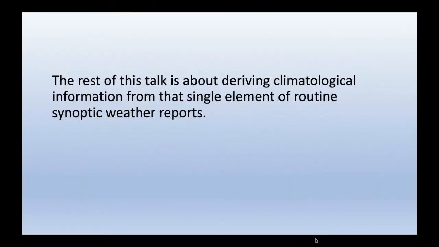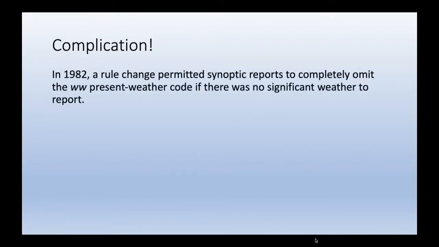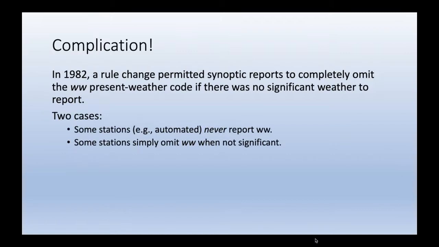So the rest of the talk is about taking that single element of synoptic weather, present weather, and turning it into something climatological over a longer period of time. Now there's a complication that didn't occur in the synoptic code until after I'd left the Navy, and it took me a while to realize that this change had been made. But in 1982, a rule change allowed synoptic reports to omit the present weather code entirely if there was no significant weather report. So there's two cases.